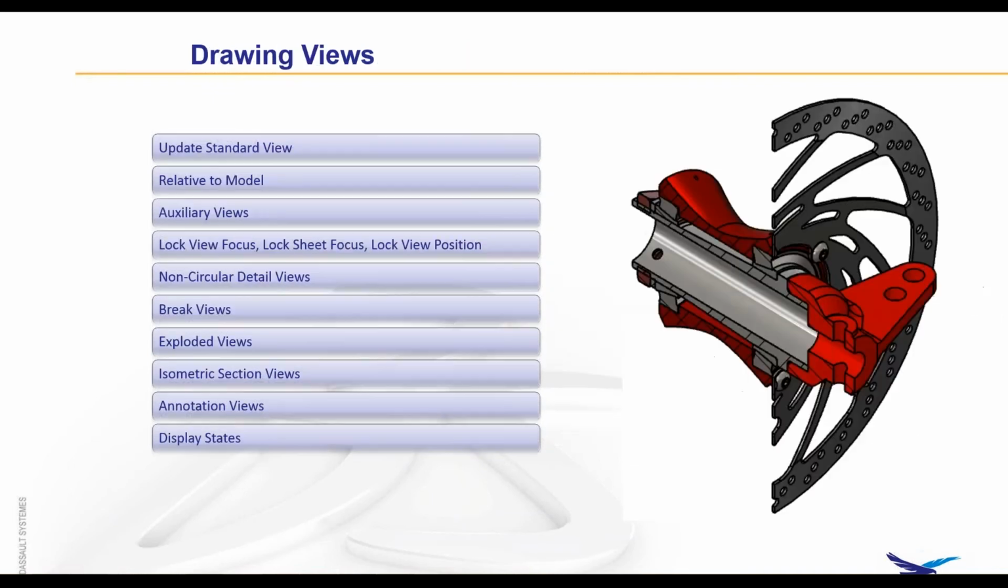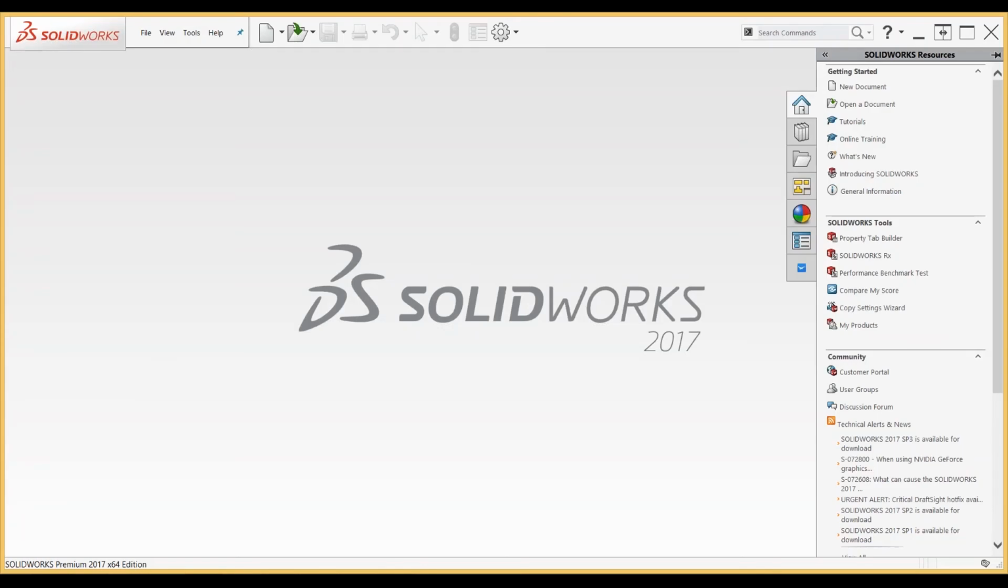In our second round, we're going to talk about different ways to make custom views. So you can update your standard view, you can insert a relative to model view, there's auxiliary views, you can save new views, and then you can lock some view focus, sheet focus, position, doing non-circular detailed views, break views, exploded views, isometric section views, annotation views, and using display states and configurations inside of your drawings. So we're going to jump into SolidWorks now.